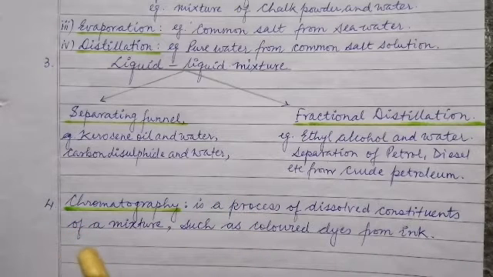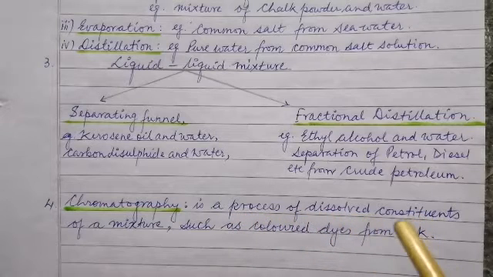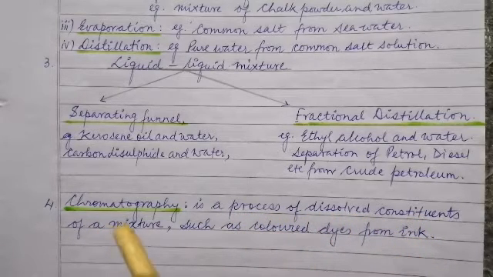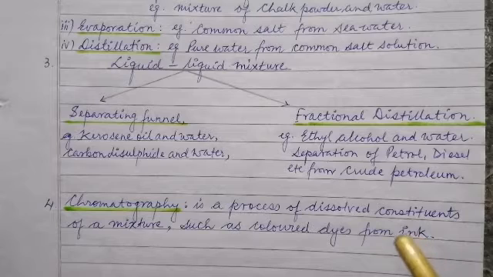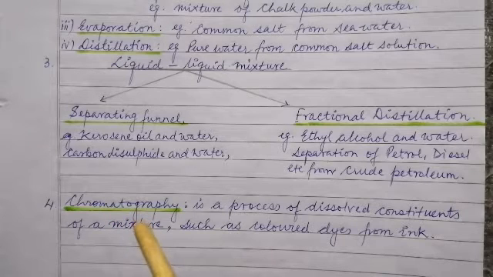Last of all, we have chromatography. It is a process for separating dissolved constituents of a mixture, such as colored dyes from ink. So you are going to separate the various constituents of the colored dyes from ink. By which method? Chromatography. So I hope this mind map of separation techniques for mixtures will make things easy for you. Please revise the lesson and answer the question that follows. Thank you.